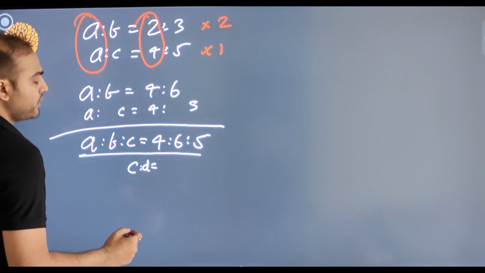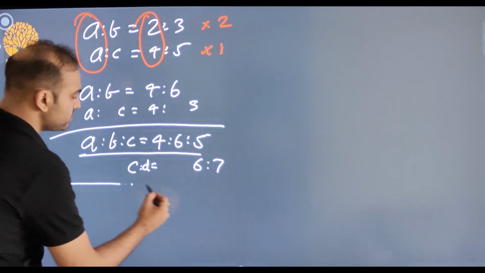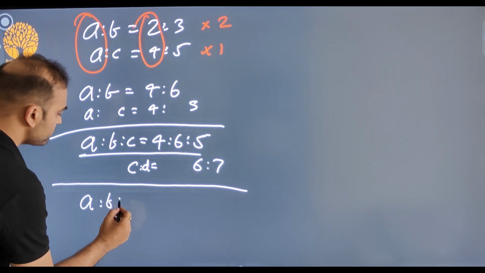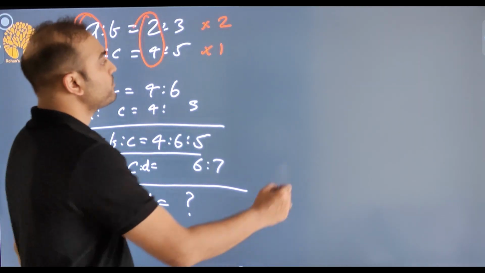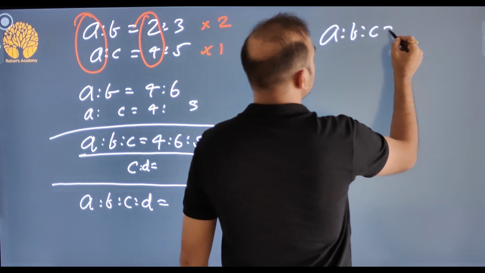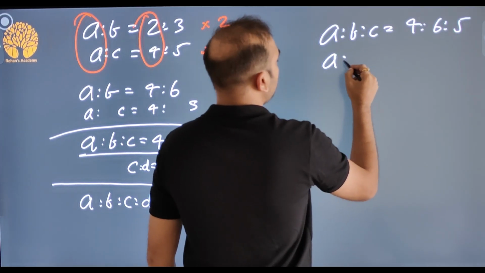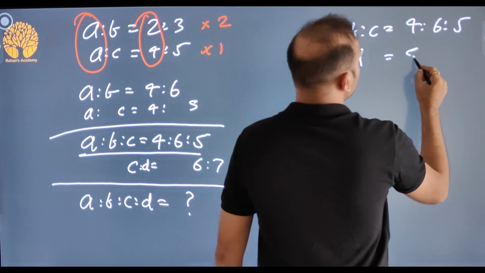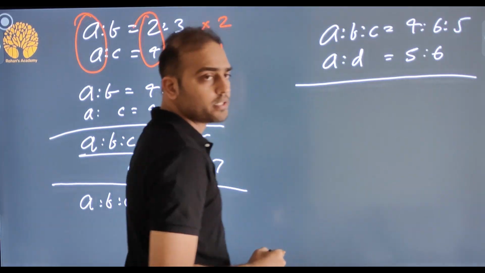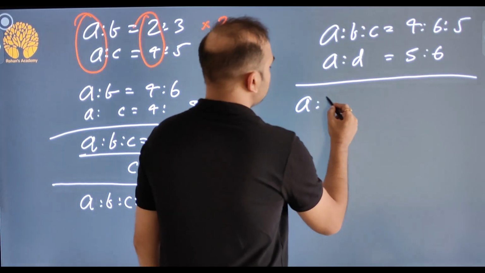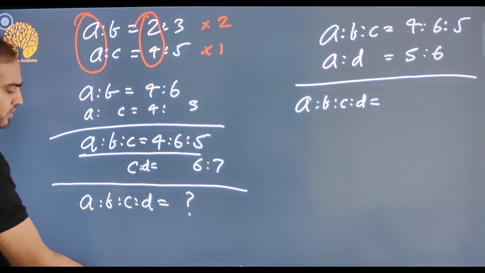Let's try this right now. Say C is to D is 6 is to 7. Find A is to B is to C is to D. Or, A is to B is to C is given to us as 4 is to 6 is to 5, and say A is to D is 5 is to 6. In this case, find A is to B is to C is to D. Try this right now.